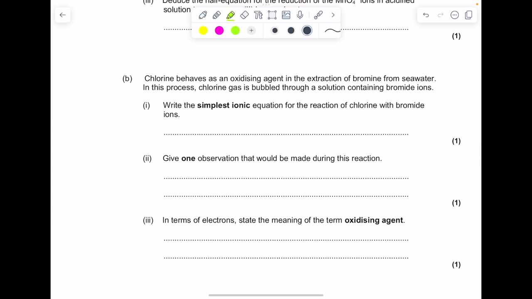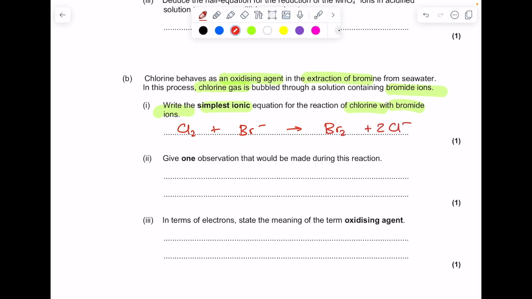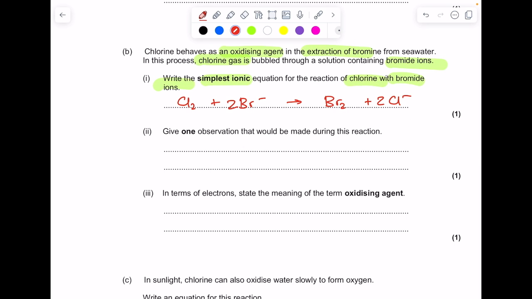Chlorine behaves as an oxidizing agent in the extraction of bromine from seawater. In this process, chlorine gas is bubbled through a solution containing bromide ions. Write the simplest ionic equation for the reaction of chlorine with bromide ions. So there's Cl2, there are the bromide ions. Chlorine is more reactive or acts as a stronger oxidizing agent, so actually you're going to produce bromine plus chloride ions. Make sure that's balanced. State one observation that would be made during this reaction. While we make bromine, so we'd see an orange-brown solution.